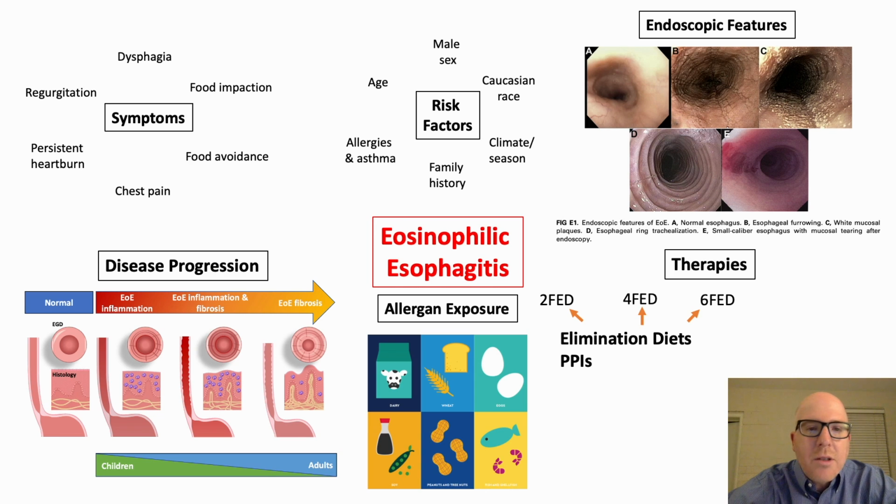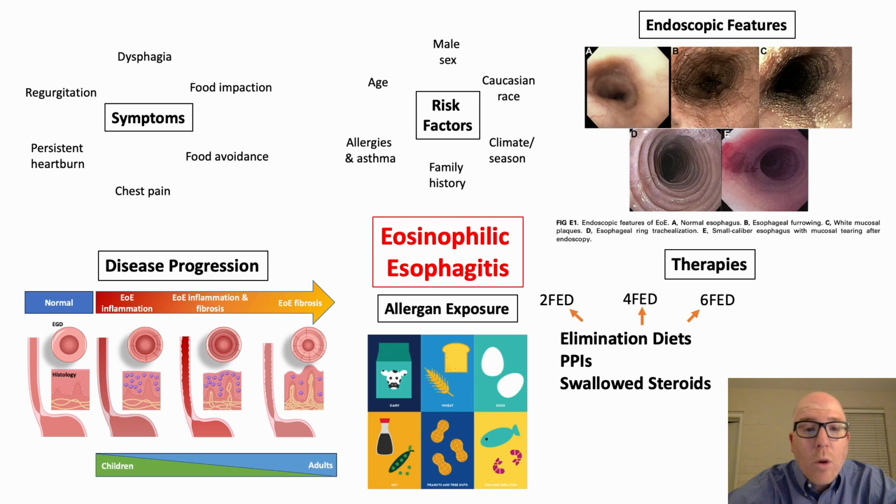Now, PPIs also can help downregulate the inflammatory cascade to some degree, and these are cheap and easily accessible. Unfortunately, their true efficacy in EOE is less than 40%, and so these are tried frequently, but are not the silver bullet for most patients with eosinophilic esophagitis.